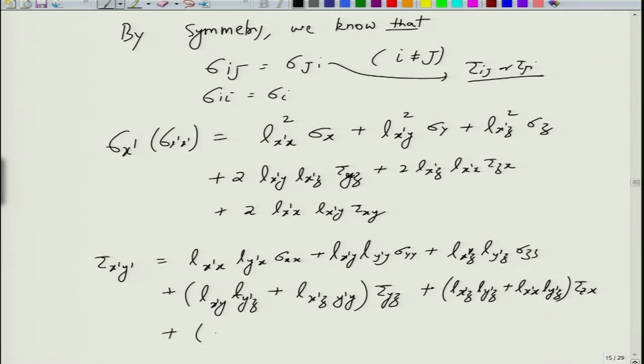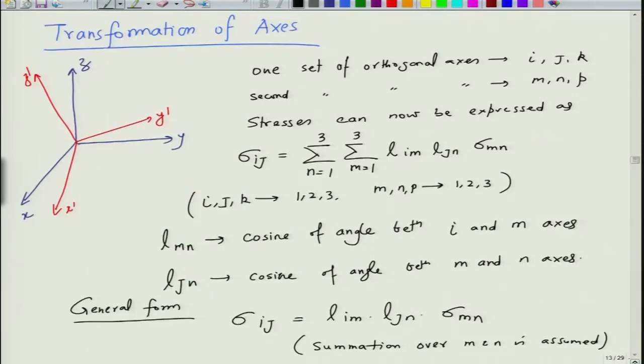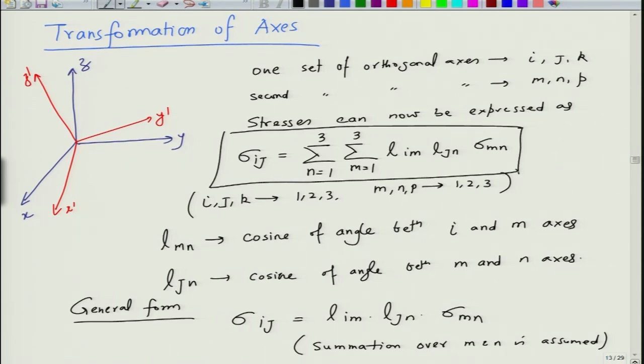And the third term will be L of x prime x L of y prime y plus L of x prime y L of y prime x into tau x y. So these are the stress components that we write by doing the transformation. If you go back to the previous slide, essentially the transform is this formula. So essentially you can calculate any stress.